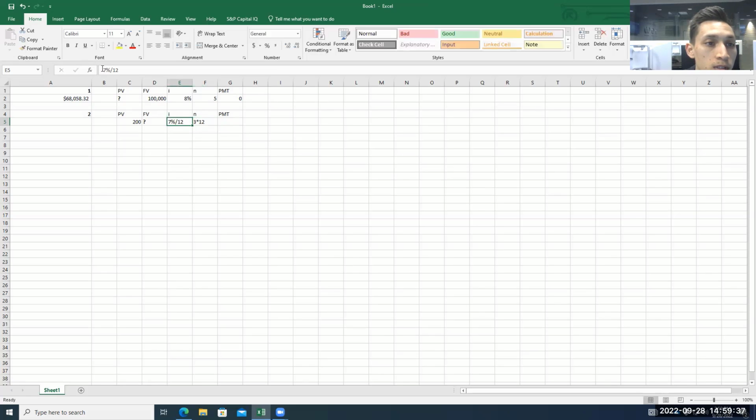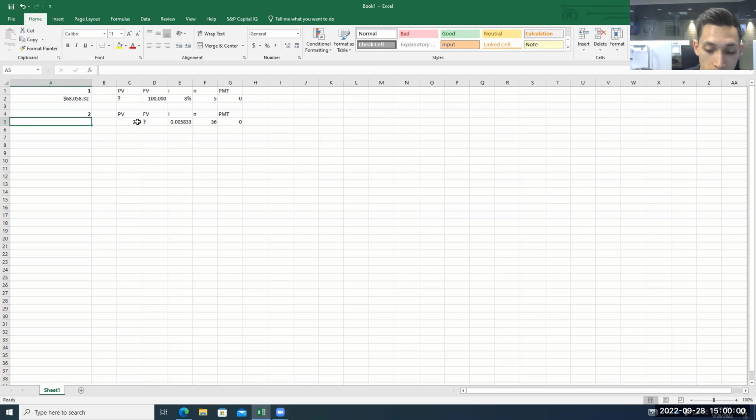So we can go ahead and get these numbers just by putting an equal sign. And so this is going to be our interest rate each month. This is going to be how long it is. It's going to be 36 months. Our payment is still going to be 0. We're not dealing with payment right now. And we are looking for the future value.